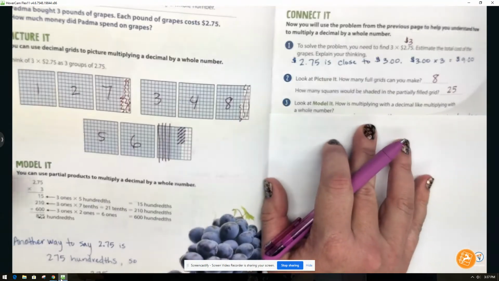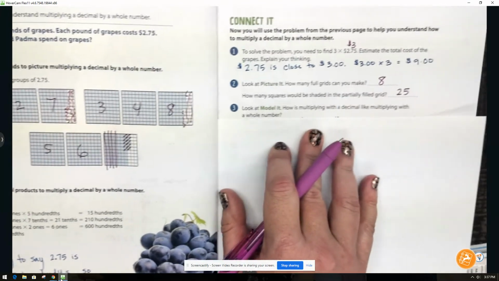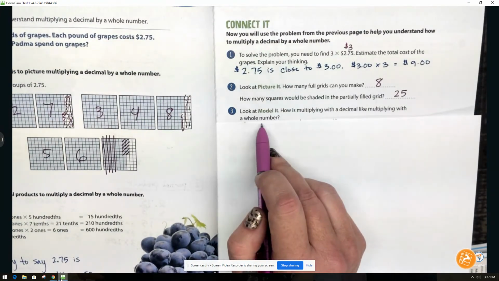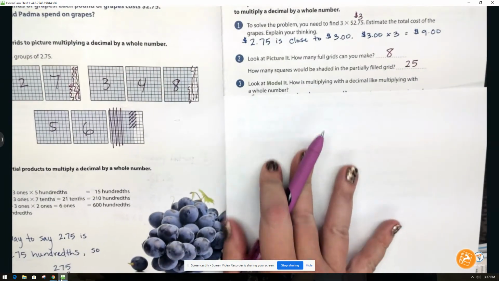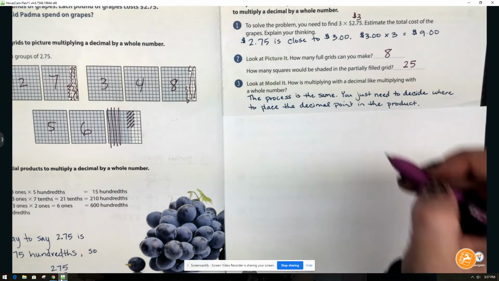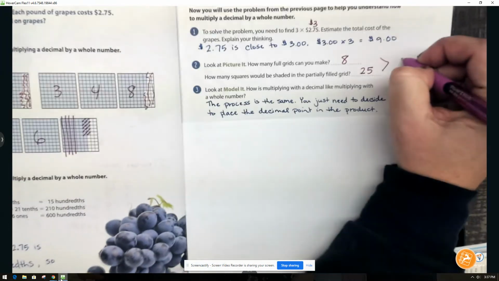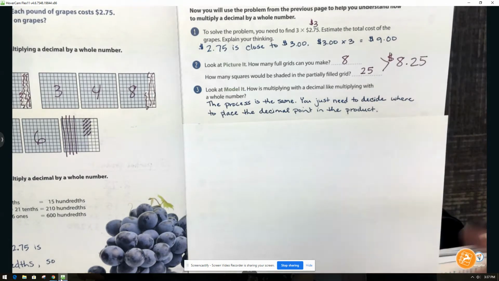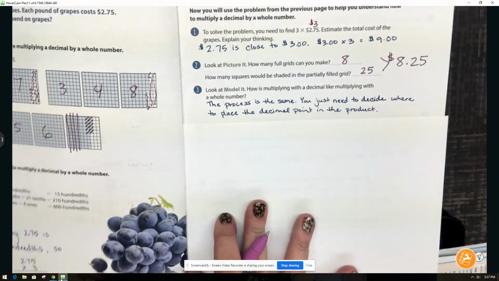Now, if we look at the model it, this lesson down below, how is multiplying with a decimal like multiplying a whole number? Oh, and I should add right here, if we added those 2 together, we have 8 wholes and 25 hundredths. So that gives us our $8.25.